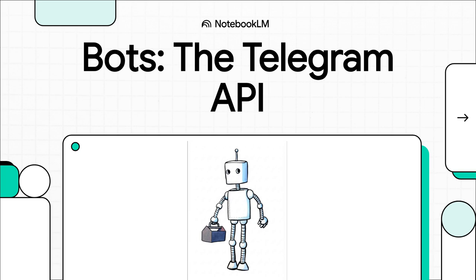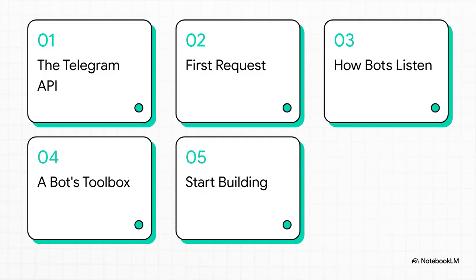Let's dive in. So here's our game plan. First, we'll get our heads around what the API even is. Then, we'll do the fun part, making our very first request. After that, we'll figure out how bots actually listen for your commands, check out the incredible toolbox of things they can do, and then finally, we'll tie it all together so you're ready to start building something awesome.